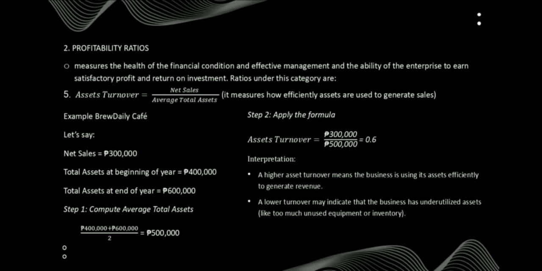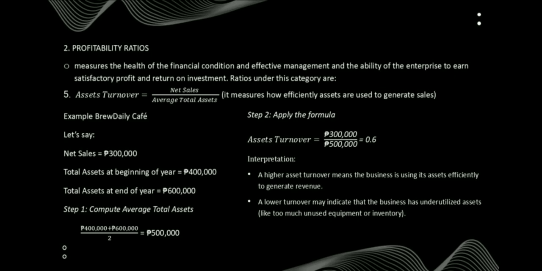Let's use the Brew Daily Cafe. Let's assume they have a net sales of 300,000 pesos, total assets at the beginning of the year of 400,000 pesos, and total assets at the end of the year of 600,000 pesos. Let's compute the average total assets by adding the assets at the end and beginning of the year and divide it into 2, which we got 500,000 pesos. To get the assets turnover, we have to divide the net sales of 300,000 pesos to the average total assets of 500,000 pesos, which we got 0.6.